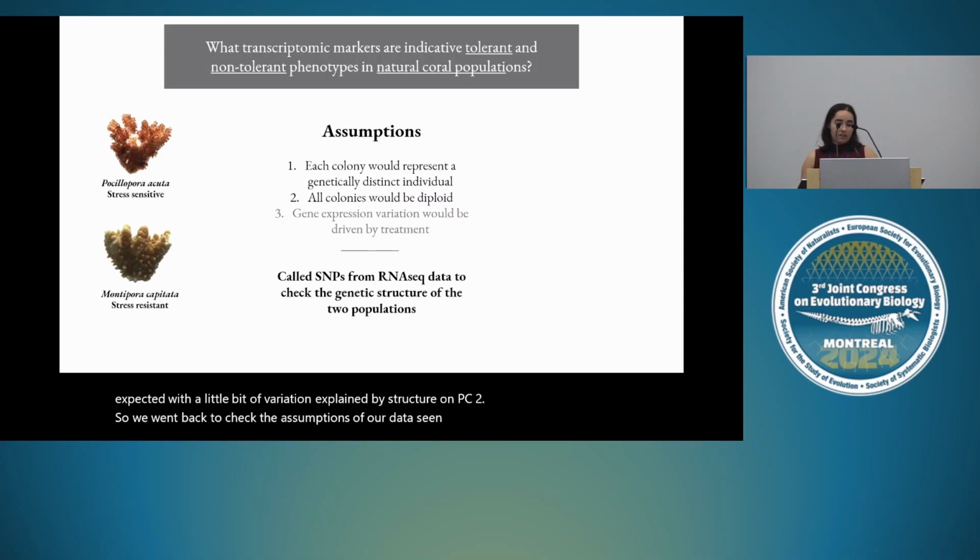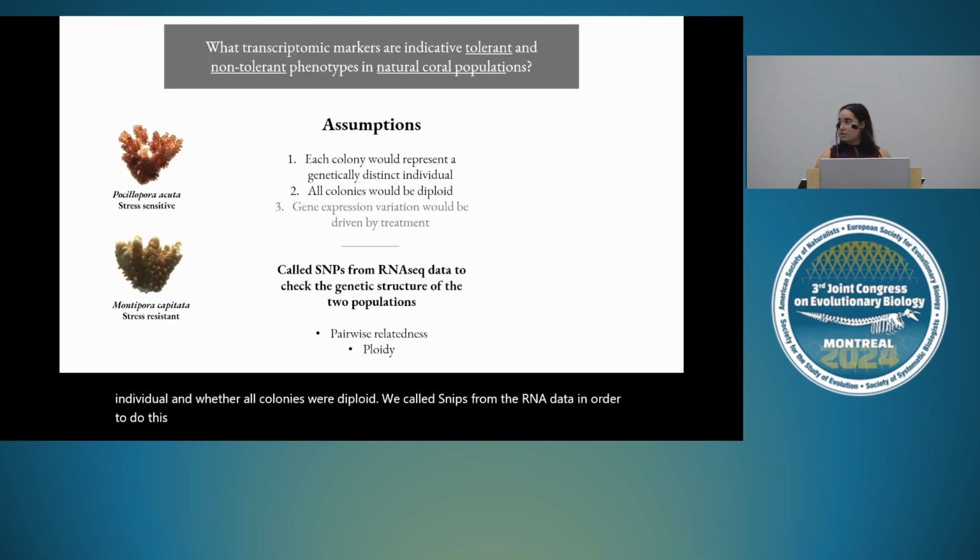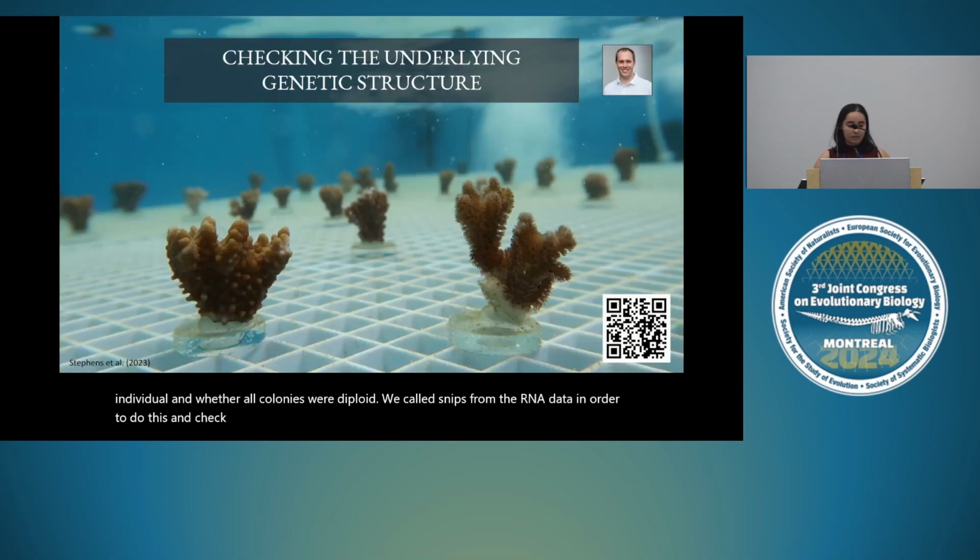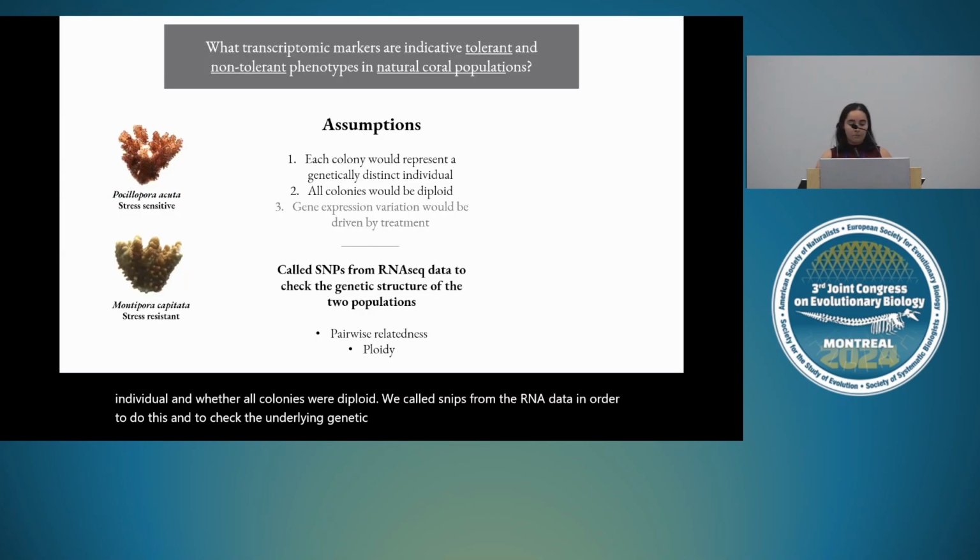Seeing as gene expression variation didn't seem to be driven by treatment in Pocillopora acuta, we went back to the data to see whether each colony represented a genetically distinct individual and whether all colonies were diploid. We called SNPs from the RNA-seq data in order to do this. And to check the underlying genetic structure, to check whether each colony represented a genetically distinct individual, we looked at pairwise relatedness, and to check whether the colonies were all diploid, we checked the density of allele frequencies that are informative of ploidy.